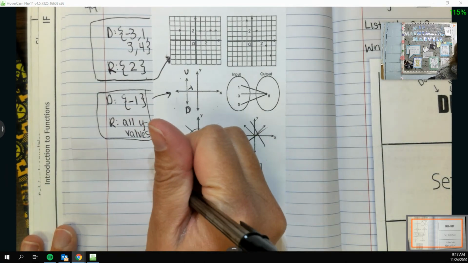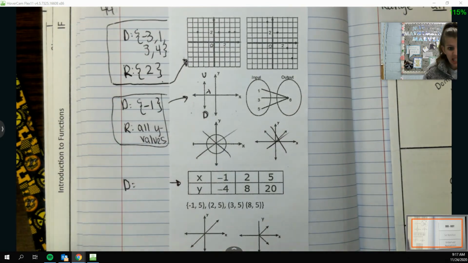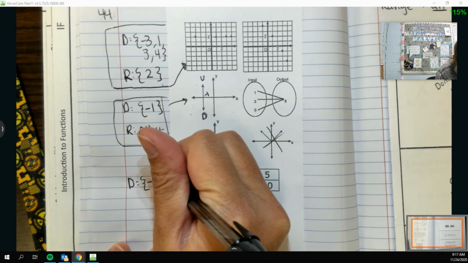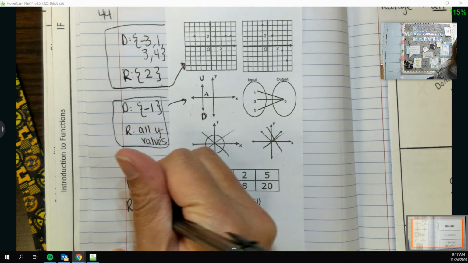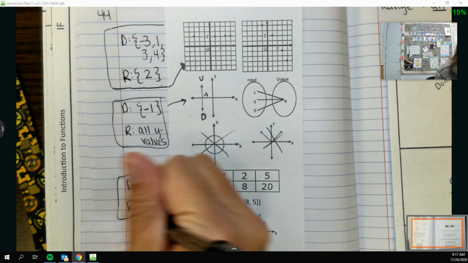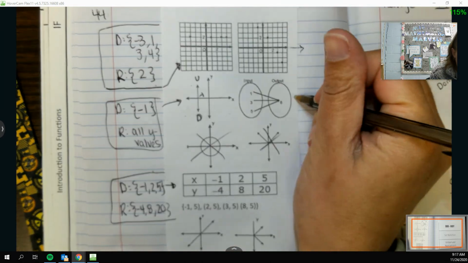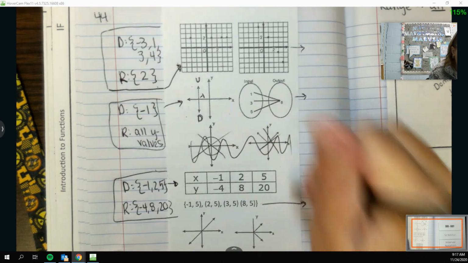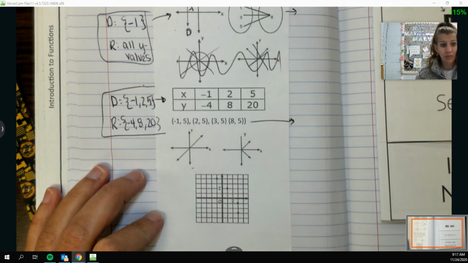If I take a look at this table here, if I was going to do the domain, that would be all the x values. I can just list them because that's all there is. So -1, 2, and 5. The range values, again, I can just list them because that's all there is. And so -4, 8, and 20. I would have you guys try this one. I would put this answer over here, this answer over here, and then that answer over there. We're going to skip these two just because, again, no numbers.